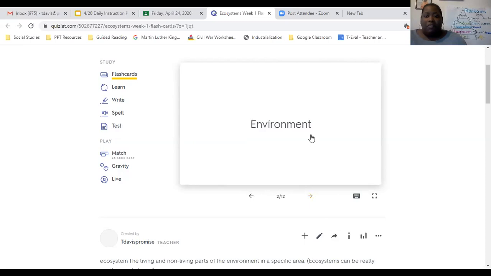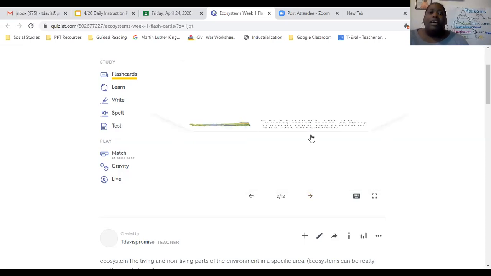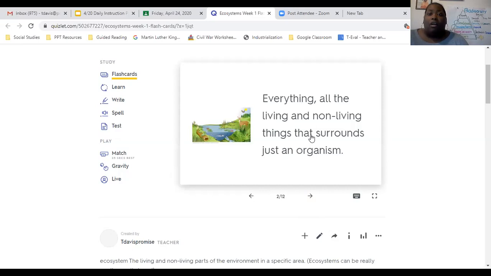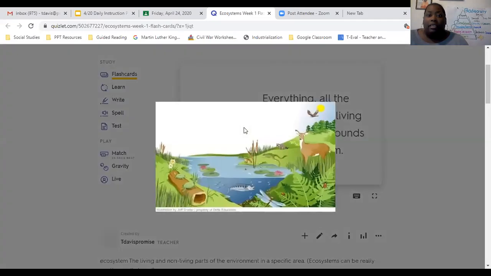The next term is environment. An environment is everything, all the living and non-living things that surround an organism. An organism could be one of these trees, because remember we said it's one of that type of species. It could be one tree, one piece of grass, a lily pad, a fish, a dragonfly, a turtle, the ladybugs, the raccoon, or even the deer. For just one of these organisms, everything surrounding it is its environment.